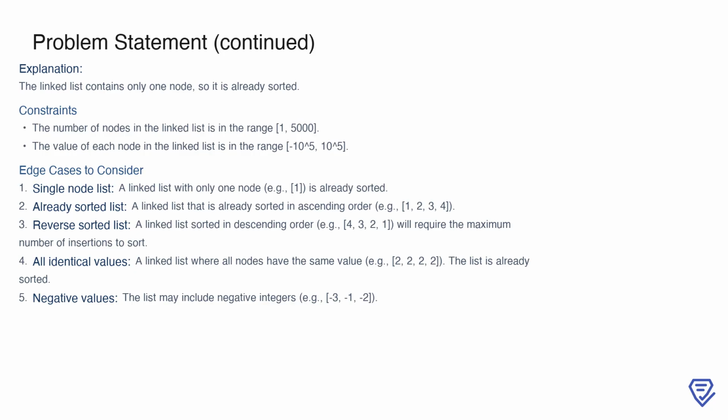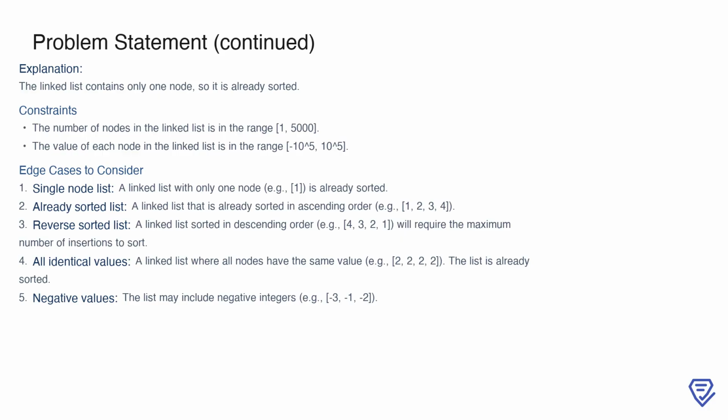Now, let's discuss some important constraints and edge cases. The linked list can have between 1 and 5,000 nodes, and each node's value will be between -100,000 and 100,000. A few edge cases to keep in mind include a single node list, which is already sorted by definition, and a list that is already sorted in ascending order, where no rearrangement is needed.